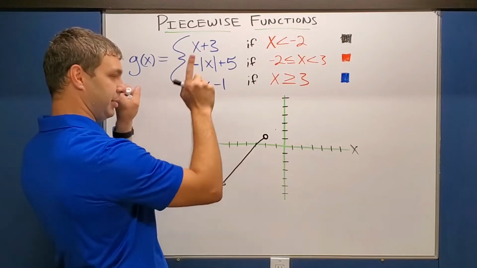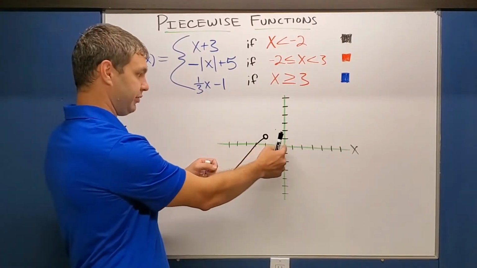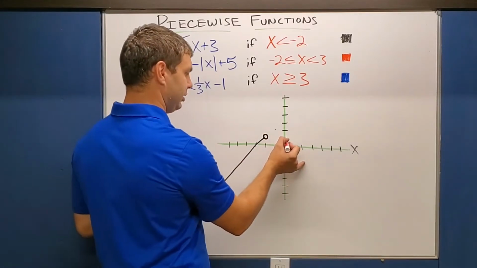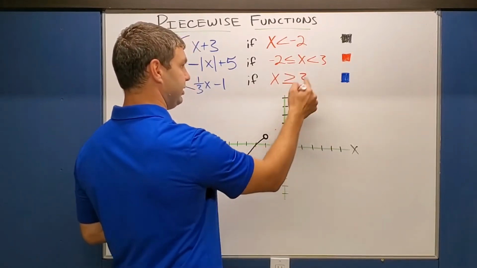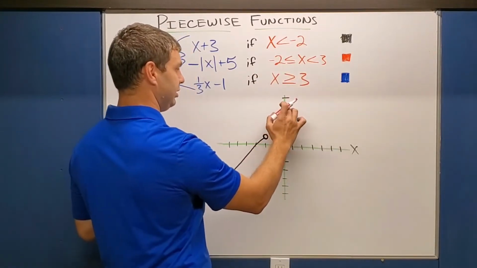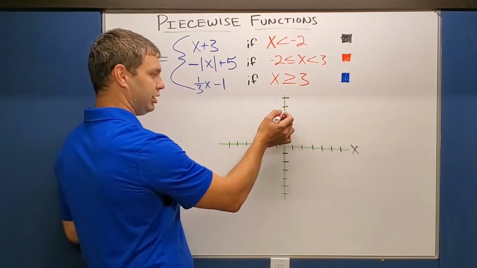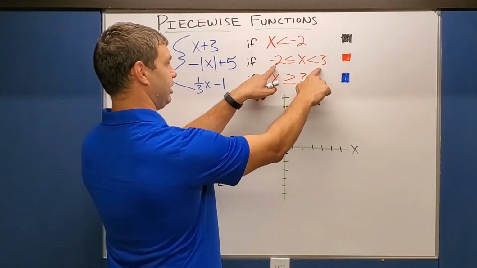The negative is going to flip it down, and then my plus 5 is going to move it from the origin up 5 spots. So I'm going to go up 5 spots, 1, 2, 3, 4, 5. And this one is including 0, so I can actually put a dot here. Put a dot here at 5. And then I'll be going down 1 and left 1 and down 1 and right 1 in both directions until I get to these restrictions.